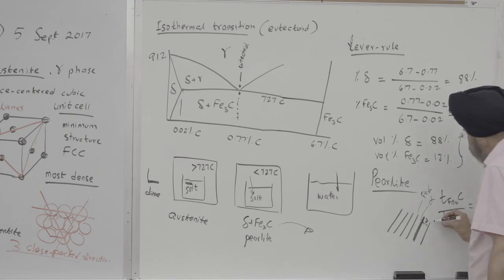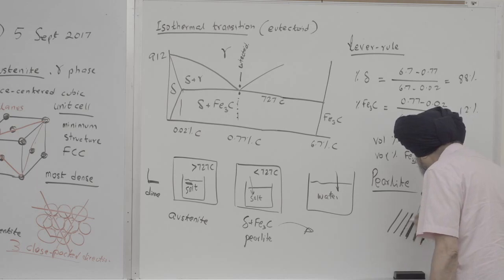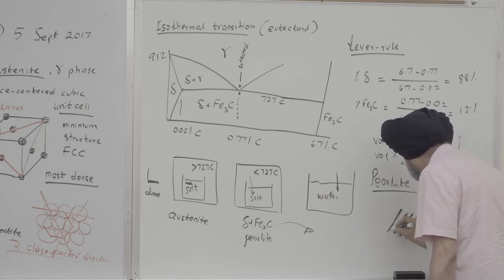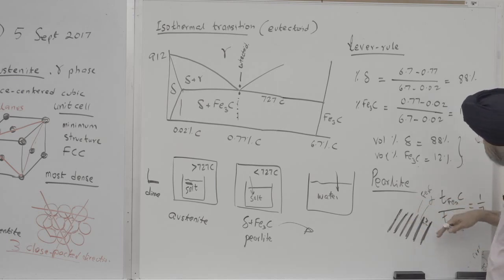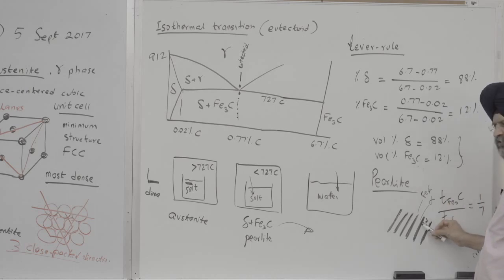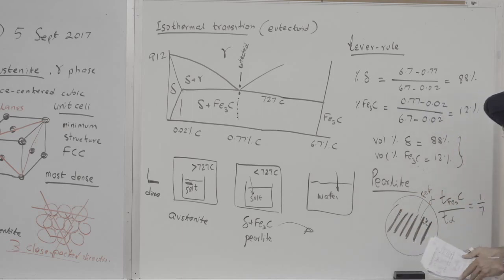So you basically have these platelets of Fe3C. These are plates. I've taken a cross section. So these are plates of Fe3C in a matrix of alpha, and the thickness of these Fe3C plates is 1/7 the thickness of the alpha in between. So this is the perlitic structure.